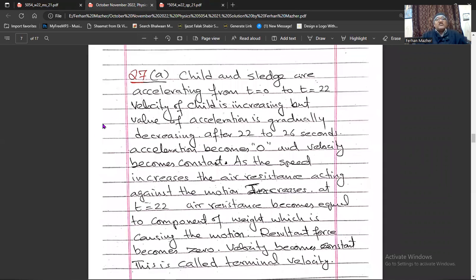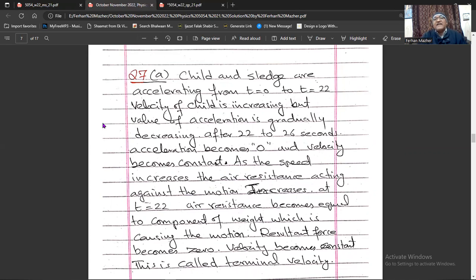So here we go. The child and sledge are accelerating from t equals 0 to t equals 22. Velocity of the child is increasing, but the value of acceleration is gradually decreasing. After 22 to 26 seconds, acceleration becomes zero and velocity becomes constant.